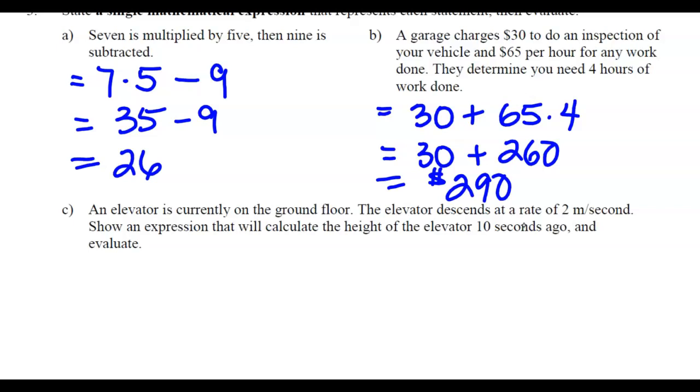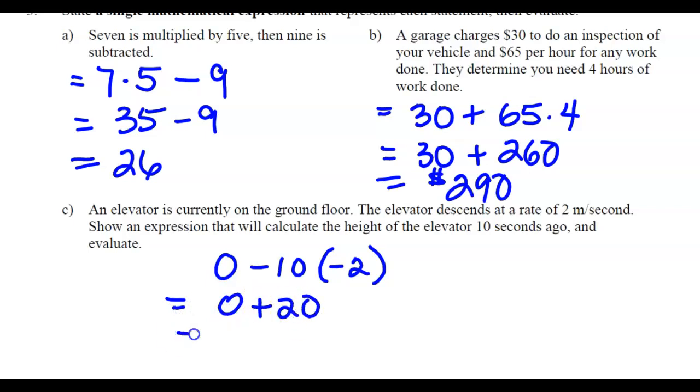Okay, so there are different statements for doing this. You can say if we're starting on the ground, then 10 seconds ago, it descends at the rate of, descends would be negative 2 meters per second. So that would be 0 plus 20 is 20 meters high. That would be one possible statement. Or you could go 10 times 2 and just get 20 because you've figured that out in your head. But obviously it was up high and descends for 10 seconds and ends up on the ground floor.